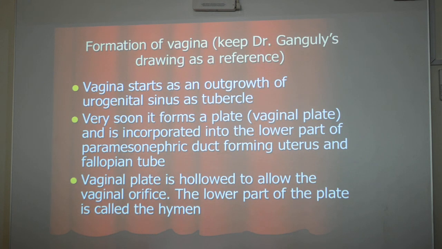Now I'm talking about the outside, okay? So do step by step. Vagina starts as an outgrowth of urogenital sinus as a tubercle, a little bit, and it forms the plate. And it is incorporated into the lower part of the paramesonephric duct, forming the uterus and the fallopian tube. Vaginal plate is hollowed to allow the vaginal orifice. The lower part of the plate is called the hymen. Everything is described? Okay, very clear.